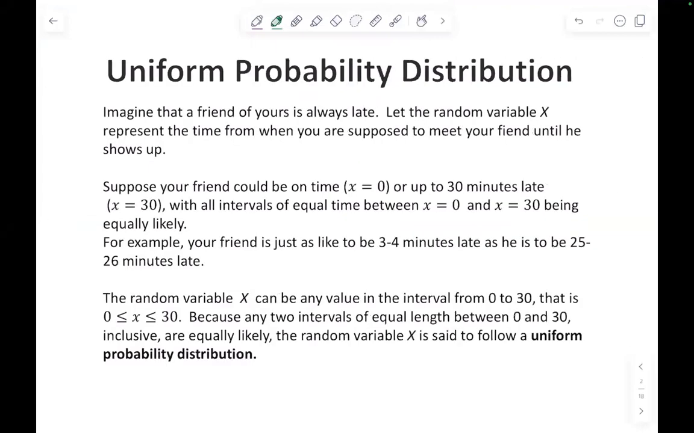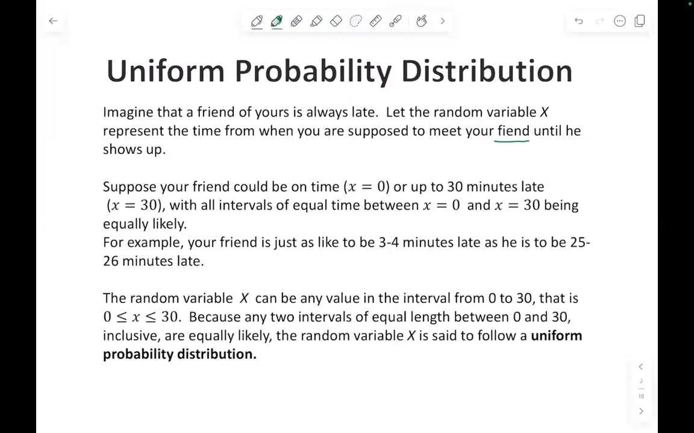So a uniform probability distribution, it means that... I just noticed that friend is typoed here. It says fiend. And it just kind of annoyed me. Sorry about that. Just distracted me.